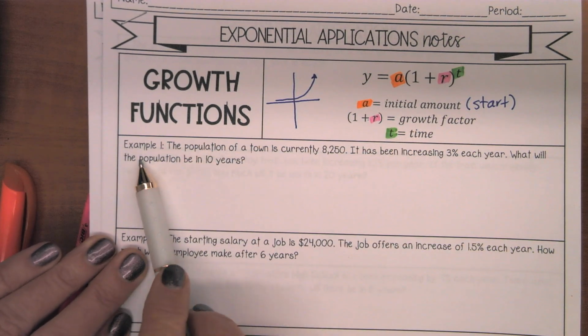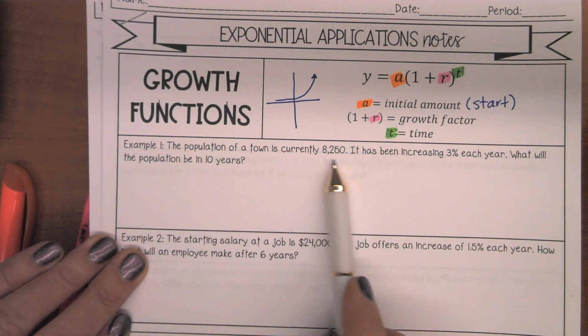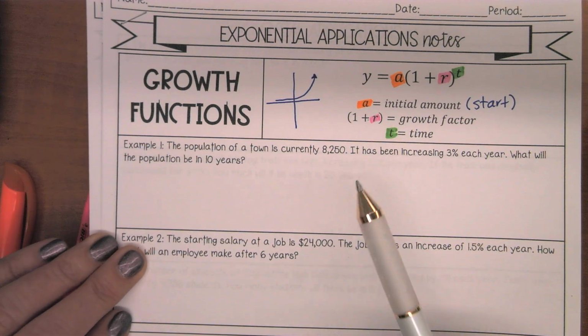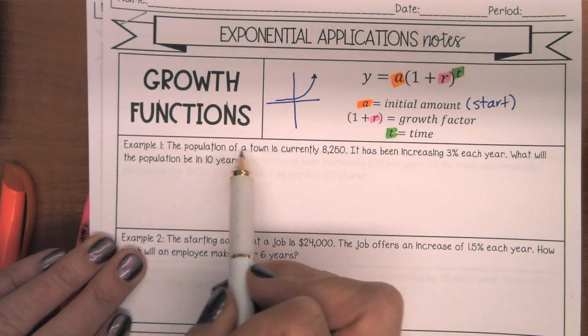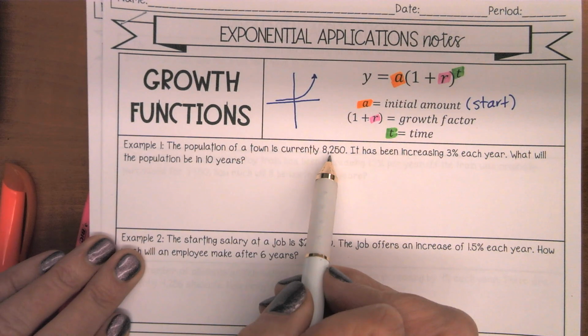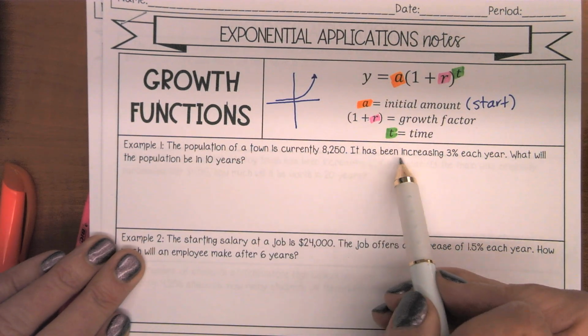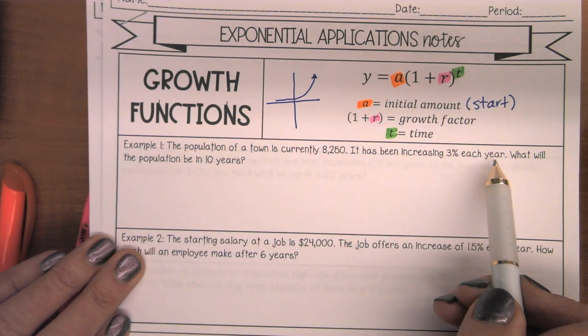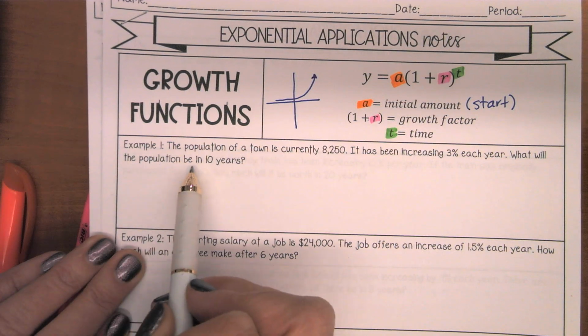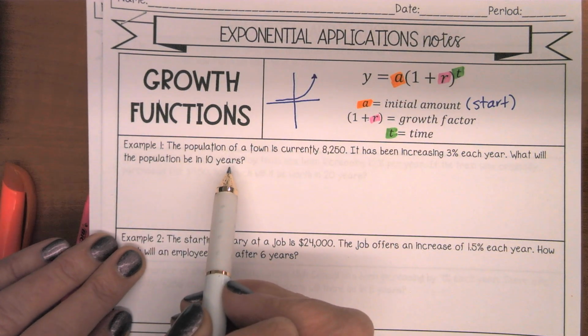So I'm going to start with example 1. I'm just going to read it and try to understand what's going on in the problem. The population of a town is currently 8,250. It has been increasing 3% each year. What will be the population in 10 years?